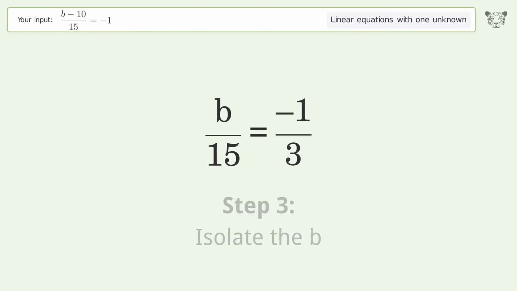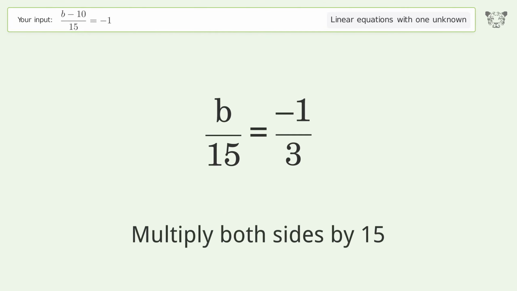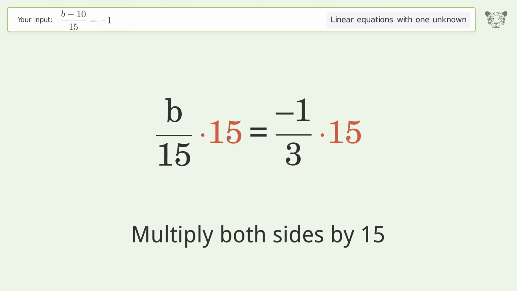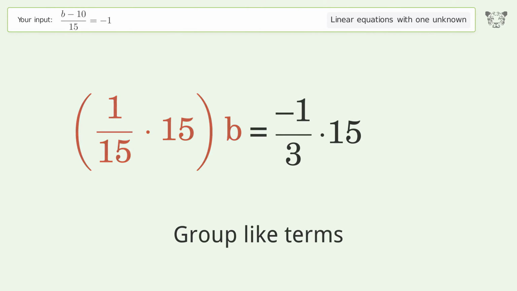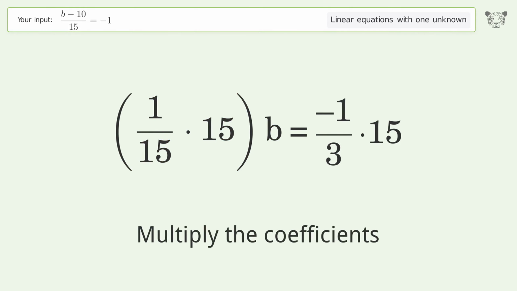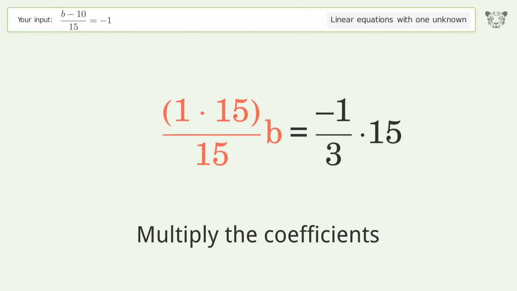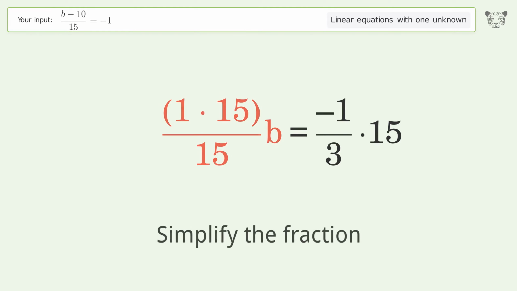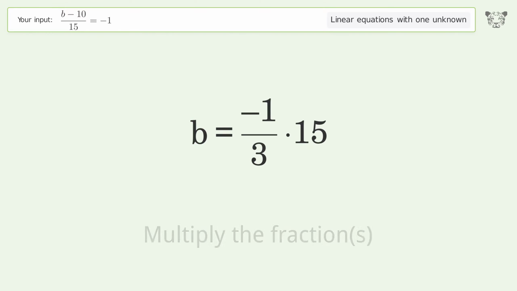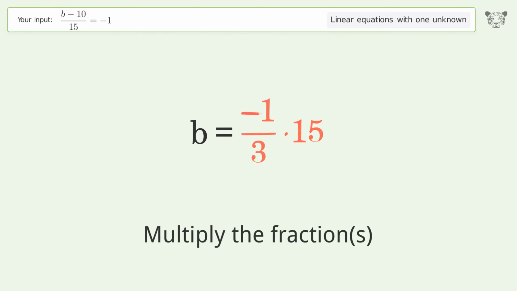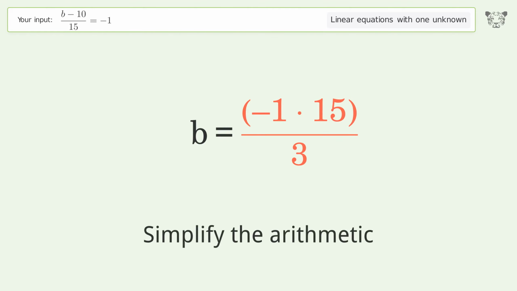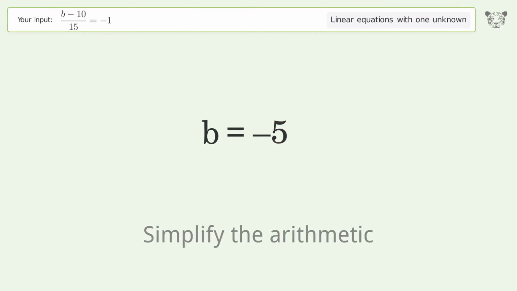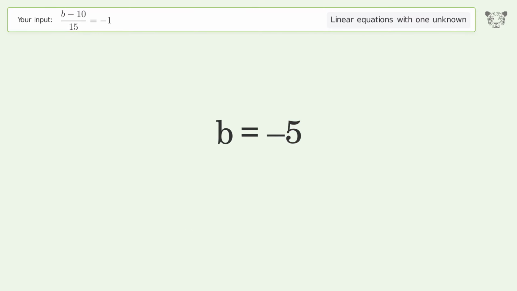Isolate the b. Multiply both sides by 15. Group like terms. Multiply the coefficients. Simplify the fraction. Multiply the fractions. Simplify the arithmetic. And so the final result is b equals -5.